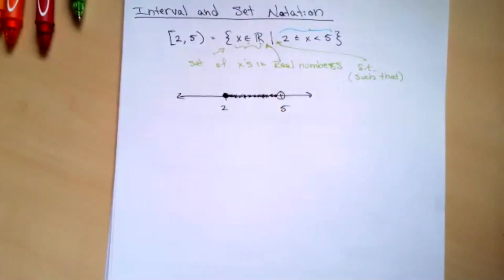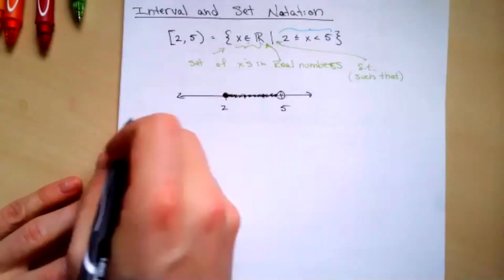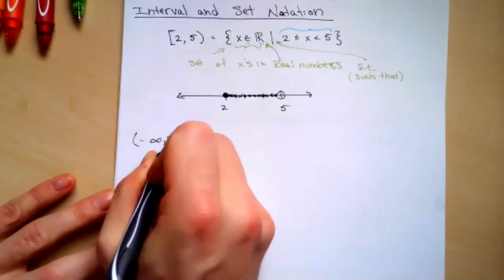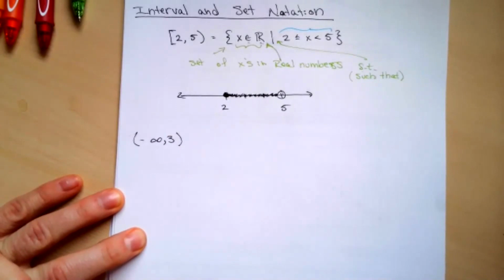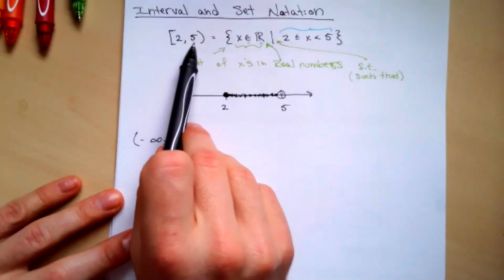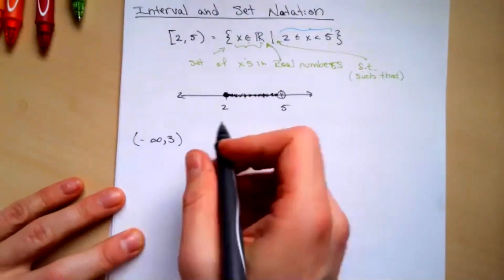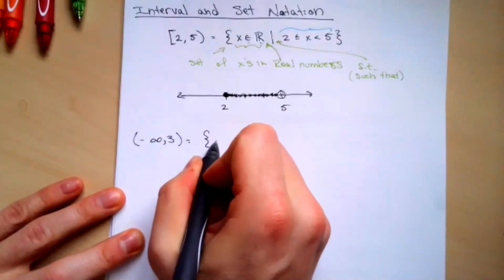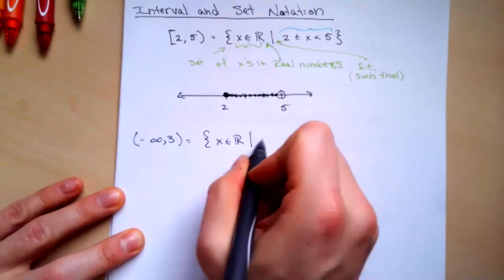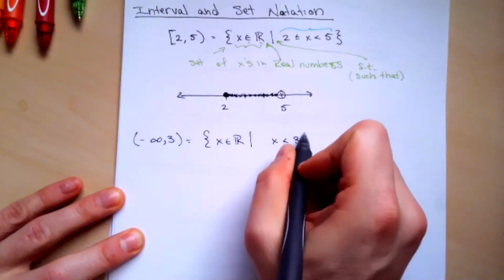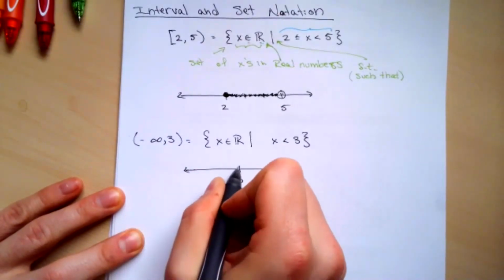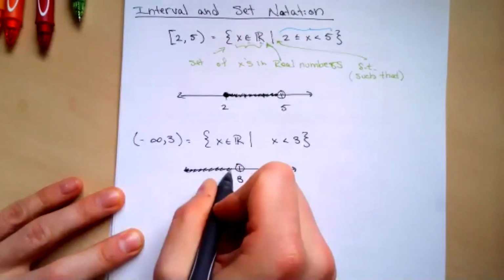Likewise, we have intervals with potential infinities. So things like minus infinity to 3. Whether it's infinity or minus infinity, we always use open brackets. Other big thing is that we always put the numbers in order. So it's the lowest number, comma, highest number. So negative infinity, comma, 3. We can write this in set notation as the set of all x in the real numbers such that x is less than 3. And our number line is just everything less than 3.